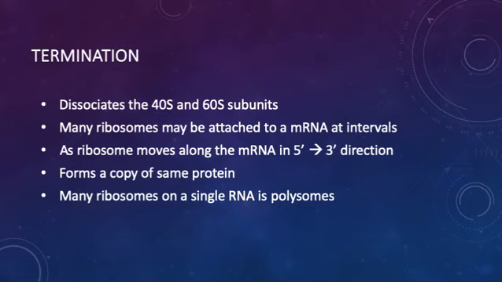Many ribosomes may be attached to the mRNA at many intervals. The ribosome moves along the mRNA in the 5' to 3' direction, and it forms a copy of the same protein. Many ribosomes on a single mRNA we call polysomes. So the main thing here is identification of the stop codon, right? And then release of the free deacylated tRNA, then the release of the releasing factor, and then dissociation of the 40S ribosome and the 60S ribosome.